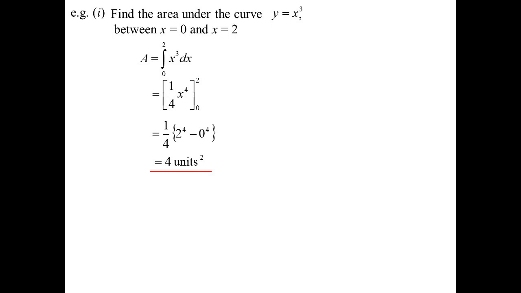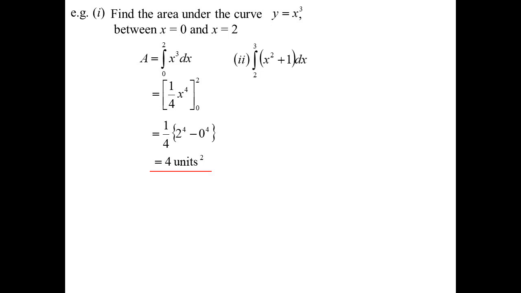Terminology. x cubed is the integrand. That's the integrand. It's what we're going to go and integrate. So we're talking about nouns and adjectives and verbs here. So x cubed is the integrand. We integrate it to get the primitive function. So the answer is the primitive function. So you integrate the integrand to get the primitive function.